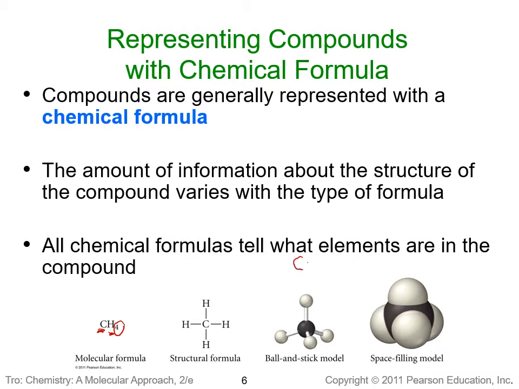And carbon is black, hydrogen is typically white, nitrogen is blue, oxygen is red, and the halogens like chlorine are usually green.